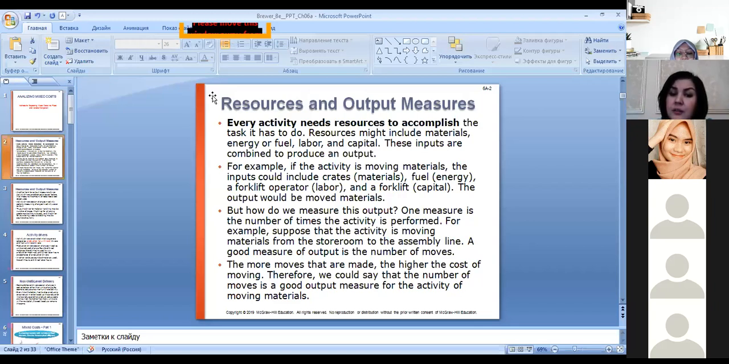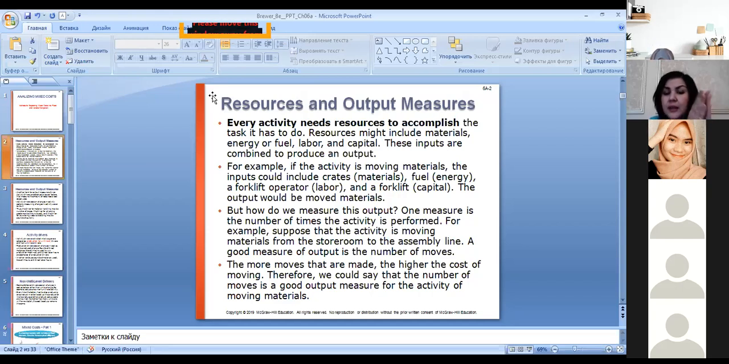And how do we measure this output? One measure is the number of times the activity is performed. For example, suppose that the activity is moving materials from the storeroom to the assembly line. A good measure of output is the number of moves. The more moves that are made, the higher the cost of moving. Therefore, we could say that the number of moves is a good output measure for the activity of moving materials.